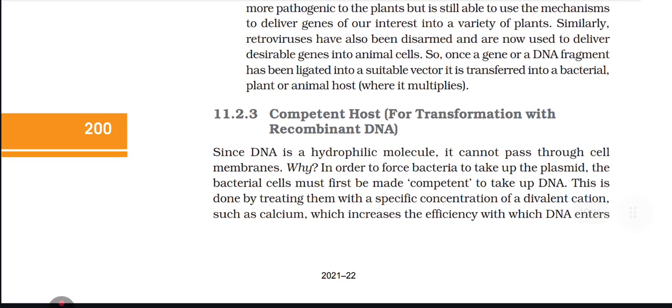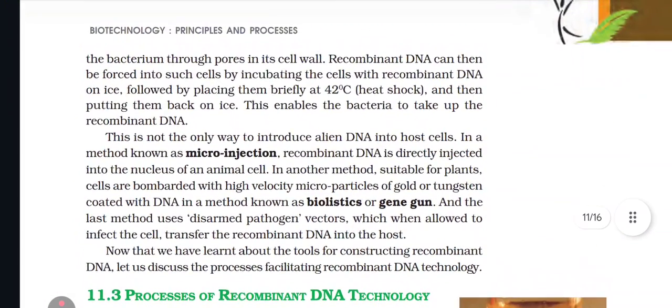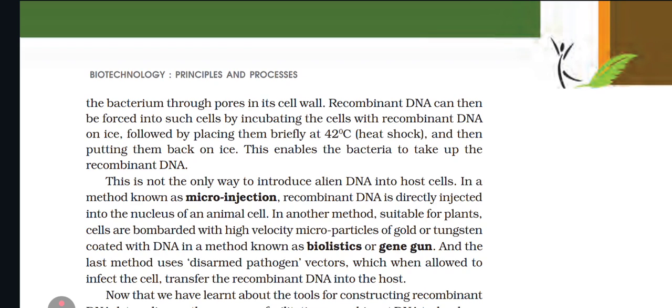Since DNA is a hydrophilic molecule, it cannot pass through cell membranes. Why? In order to force bacteria to take up the plasmid, the bacterial cells must first be made competent to take up DNA. This is done by treating them with a specific concentration of a divalent cation, such as calcium, which increases the efficiency with which DNA enters the bacterium through pores in its cell wall. Recombinant DNA can then be forced into such cells by incubating the cells with recombinant DNA on ice, followed by placing them briefly at 42 degrees, a heat shock, and then putting them back on ice. This enables the bacteria to take up the recombinant DNA.